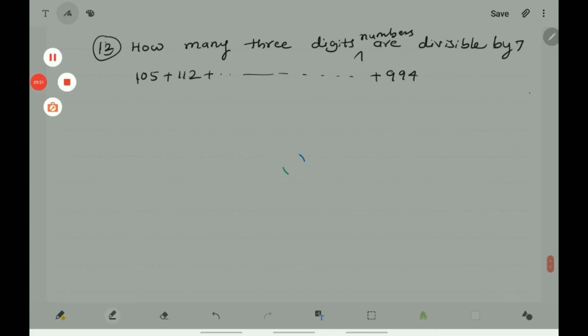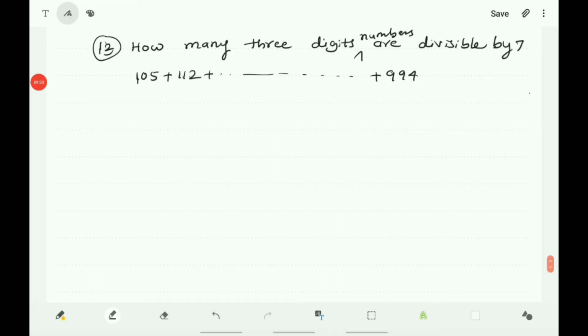Now, what we have to find out is how many three-digit numbers are divisible by 7, which means here you have to find out n.